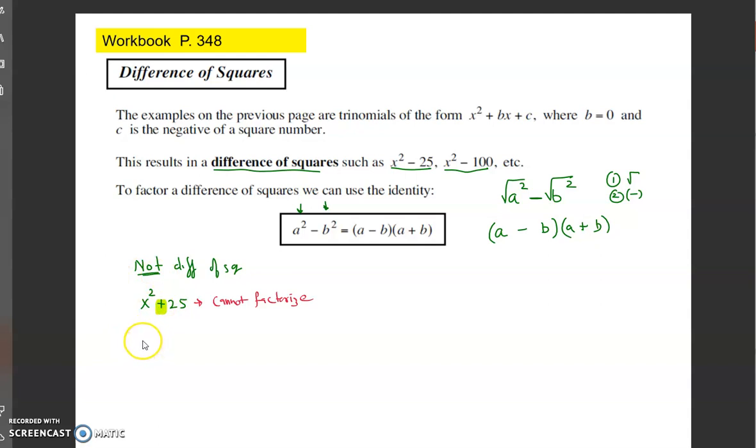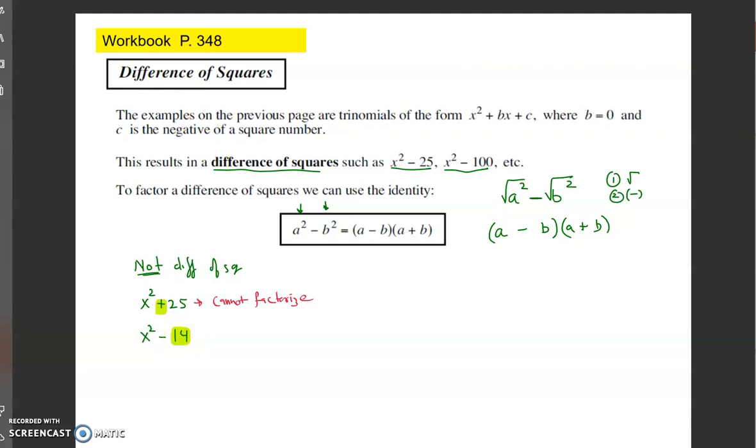Let's take a look at another case. So what if you have x squared minus 14? So can I take a square root of x squared? Yes. But can I take a square root of 14? No. It won't give you a whole number. So again, you cannot do this, and the problem here is the fact that this is not a perfect square. And that means we cannot do anything else with it.